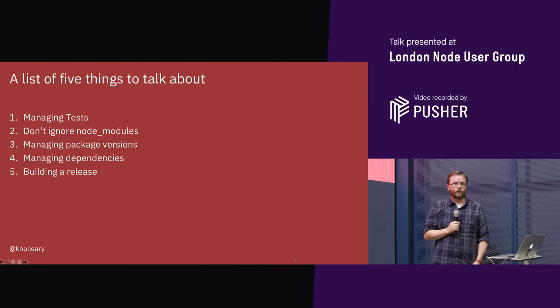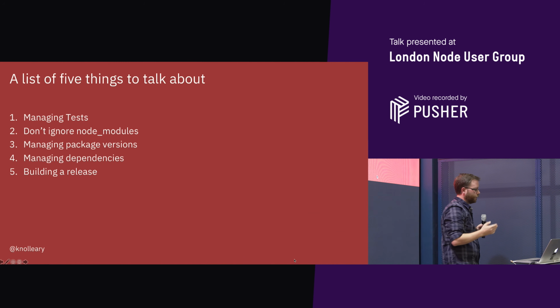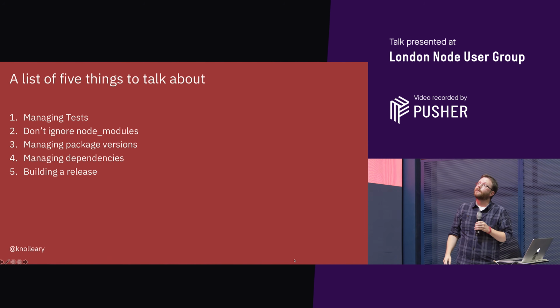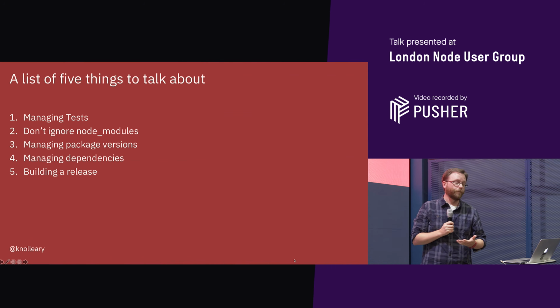But of course, that raises some challenges and some other things to think about. So here are 5 things. It was 4 things, but then I remembered a 5th. 5 things about what that then meant in terms of how we manage this code.